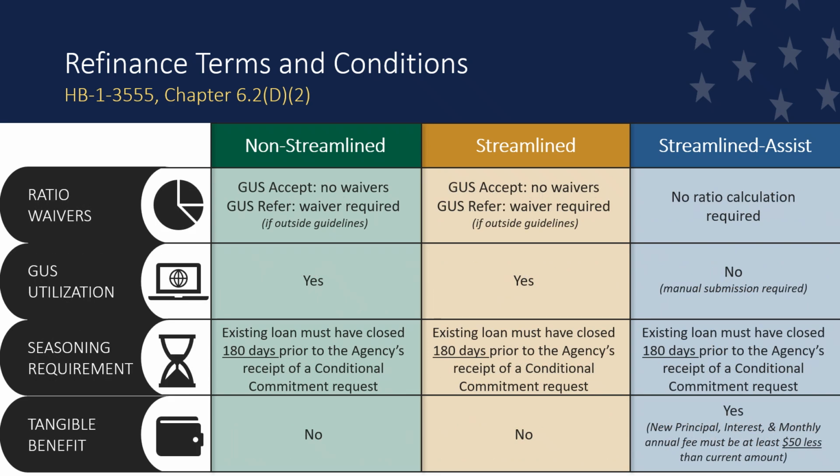The Streamlined-Assist option does not require a ratio calculation, while the other two options do require a calculation and a waiver if required. The GUS may be utilized for the non-streamlined and streamlined options, but not the Streamlined-Assist. All options require that the existing loan be closed at least 180 days prior to the agency's receipt of a request for a conditional commitment. No tangible benefit is required for the non-streamlined and streamlined options, but the borrower's new principal, interest, and monthly annual fee must be reduced by at least $50 with the Streamlined-Assist option.